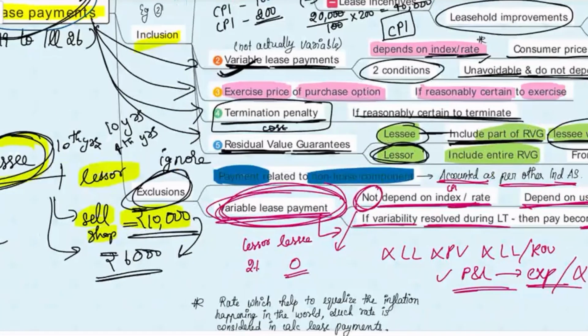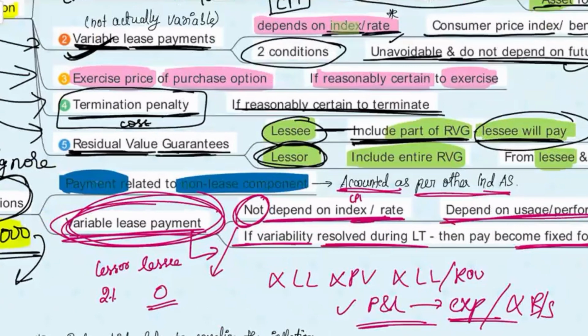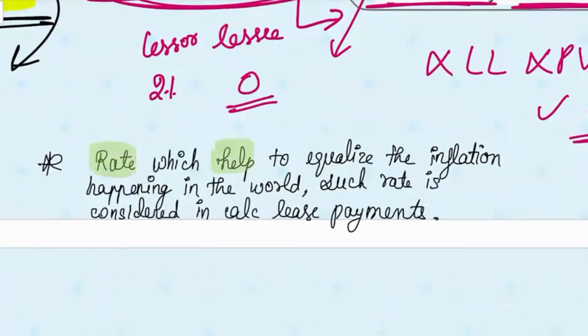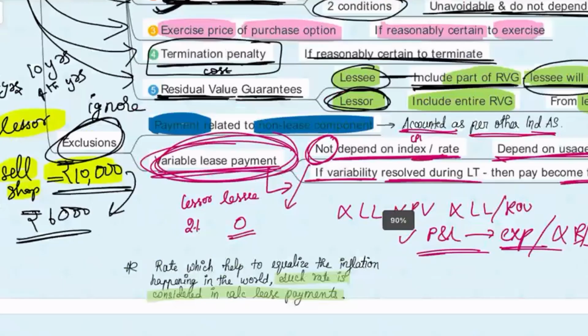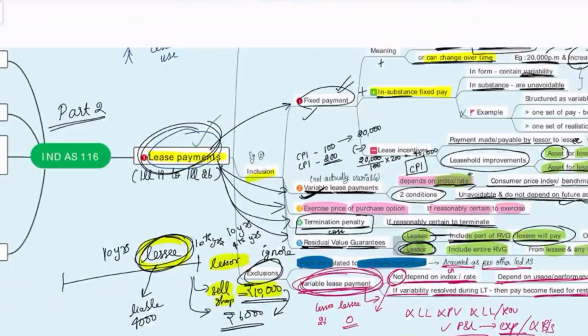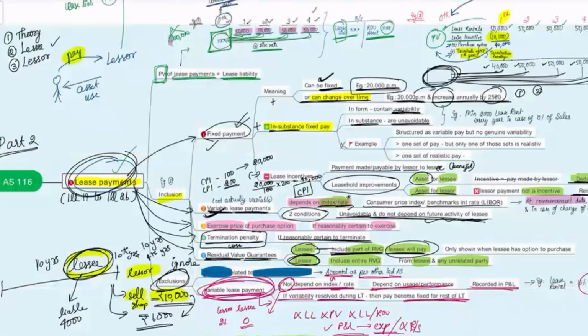When I told you that it is going to be dependent on an index or rate, what does this index or rate mean? Here, rate means a rate which helps us equalize the inflation happening in the world; such a rate is considered in the lease payment. Is 15% on sales or 15% on performance a measure to equalize the inflation which is going to happen in the future? The answer is no. So it will not be included as a variable lease payment which is dependent on an index or rate. I hope you understood this. So this was all about your lease payments.